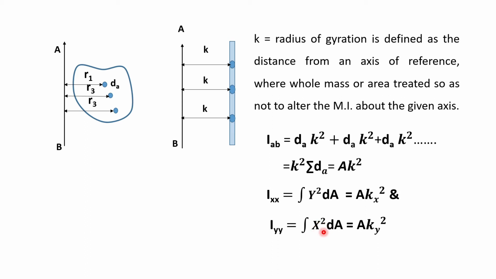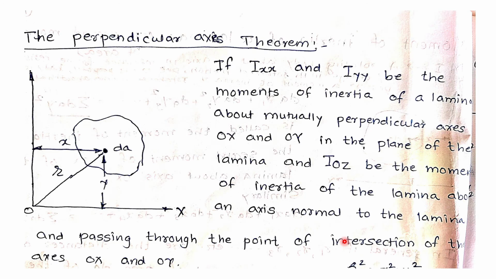The distance from the reference axis will change according to the axis of reference we select. As we are selecting x as the reference axis here, the distance will be y. Similarly, when we consider y as the reference axis, the distance will be x. The formula is the same, dear students: distance square multiplied by the area. Now we shall see two interesting and very useful theorems for calculating the moment of inertia of a planar lamina. The first one is the perpendicular axis theorem.